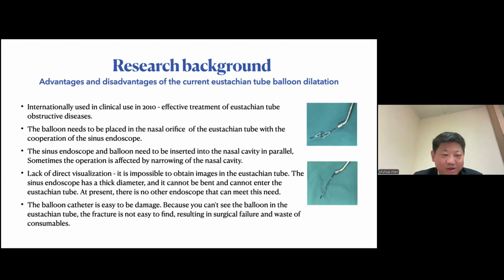Lack of direct visualizations, it is impossible to obtain image in the extension tube. The thinner endoscope is 6 diameter and it cannot be bent and cannot enter the extension tube. At present, there is no other endoscope that can meet this need.